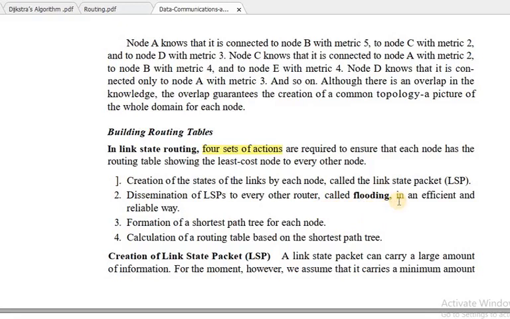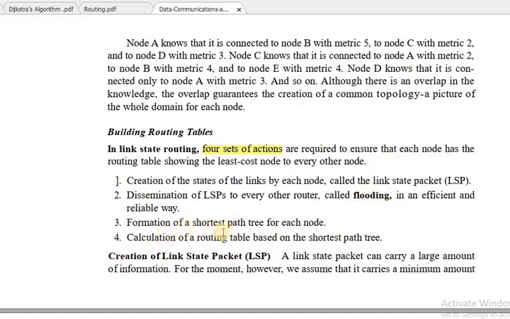Then number two is dissemination of LSPs to every other router. So flooding has to be done, and it has to be done in a very efficient way, because whenever we do flooding, I hope everybody knows what flooding means in terms of computer networks, there is going to be a huge amount of messages transmitted across the network. A lot of traffic can be generated, so we have to ensure that the least amount of traffic is created when we do flooding. We have to take care of that.